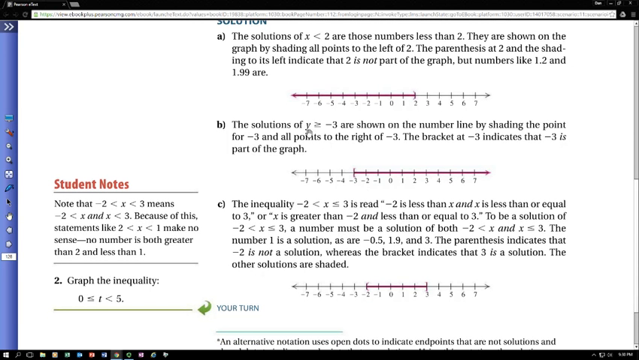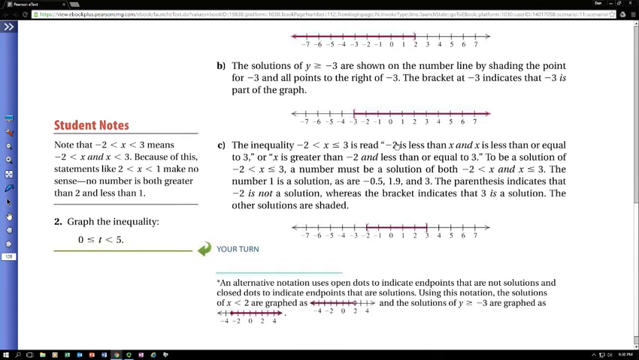Or another way to say this, the solutions are right of or on -3. Is that what my graph says? Hey, it's on -3 and right of -3.